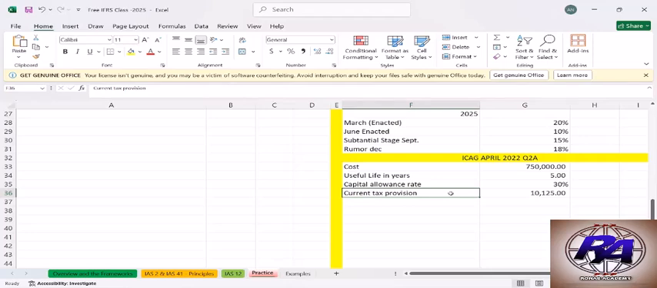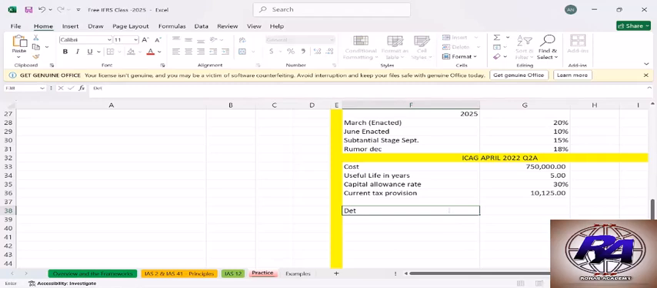Now the issue is how to determine our deferred tax, right? So the first thing is to determine our carrying amount. First things first, we determine the carrying amount. All right, how do we do that?